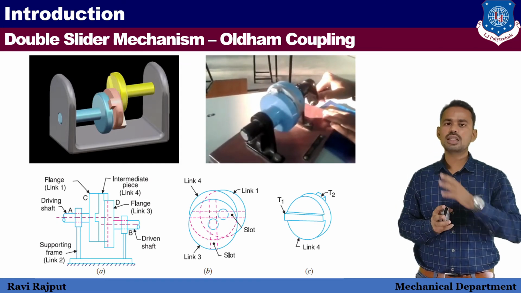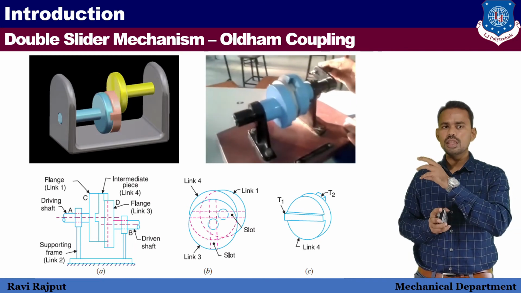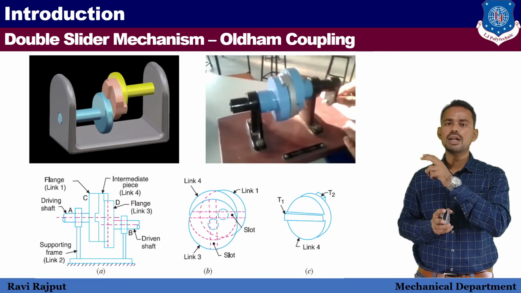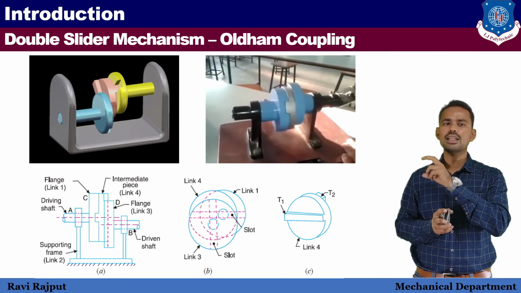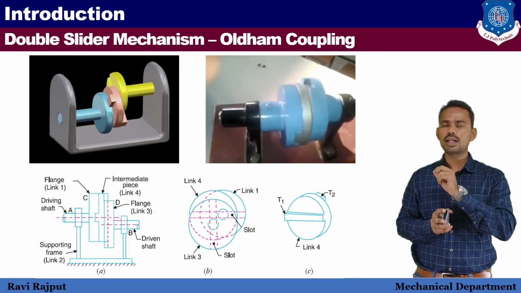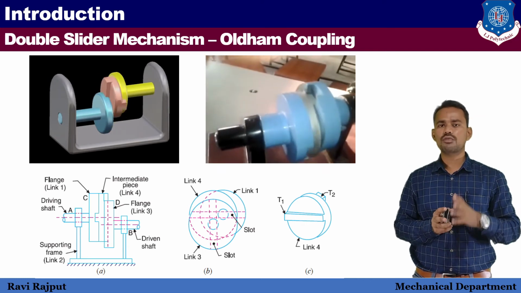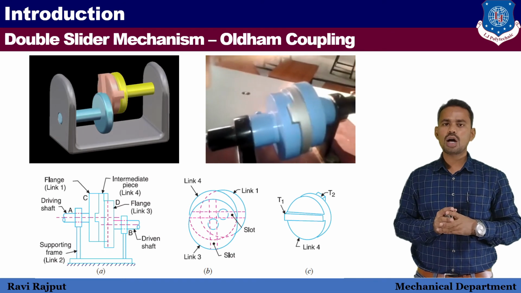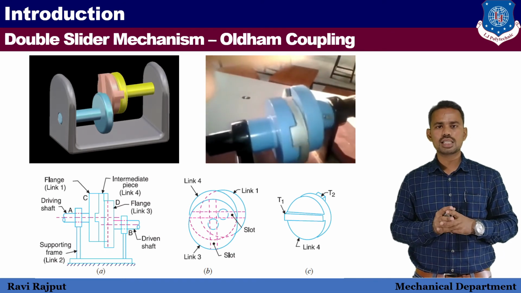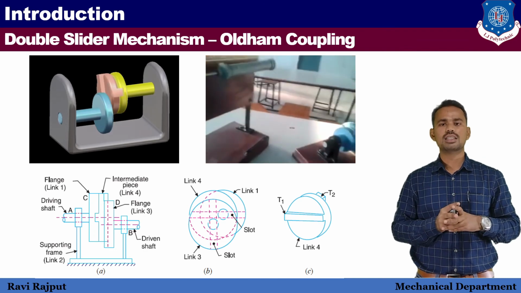Here you can see the working of the Oldham coupling. The pink colored intermediate flange slides in the slots of the 2 flanges, which are link 1 and link 3, which are further connected to link 4, the fixed link. I hope that your doubts regarding the double slider crank chain mechanism and the different inversions of the double slider crank chain mechanism will be cleared.